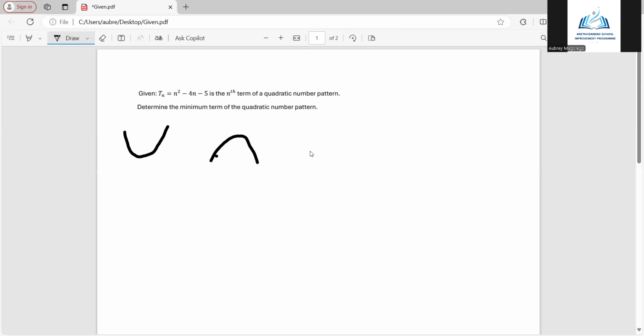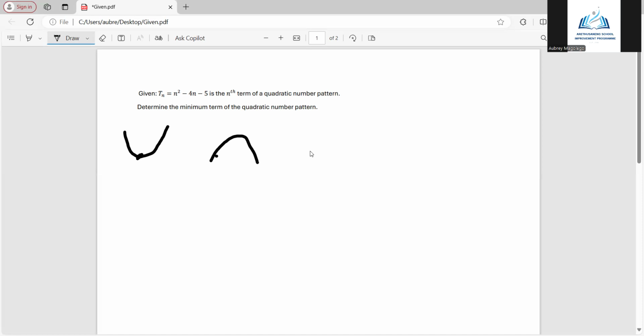Now you can see we have n squared, so the coefficient of n squared is positive, which is positive 1. So the graph is concave up. Therefore, we are going to talk about the minimum term. The first thing we can do is find the position of the minimum term first, which is n, and then after that we can find the term. Or the other way you can do it is to complete the square on the equation, then you will find the minimum term. So simple.